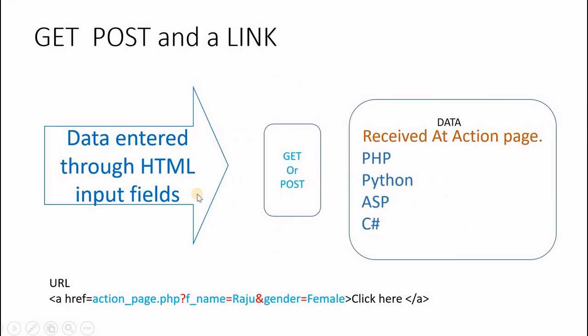Finally, there are two methods by which data is pushed: one is get and another is post. We'll see that, but in a URL also we can configure it. Say I am configuring a link like this, to action page.php. Now the name attribute I can give here, and the value I can give after the equal sign. The question mark separates the page address from the data. So the gender value is female, and once the user clicks here, the action page receives the data as this name-value pair.